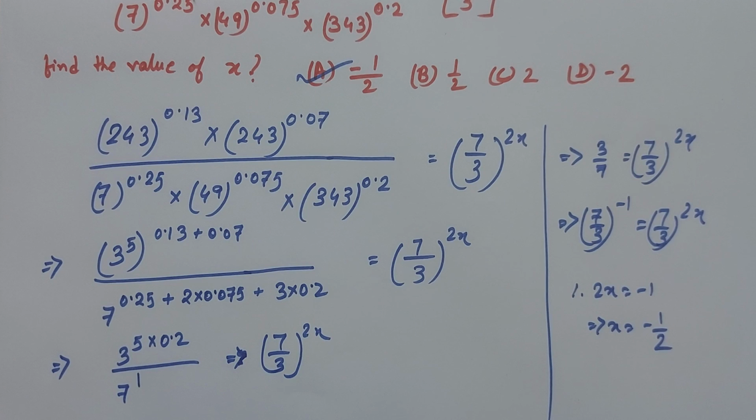And this is (7/3) to the power 2x. Now in order to keep the same base on both sides, I have to invert it, that is (7/3) to the power minus 1, and here (7/3) to the power 2x. So 2x equals minus 1, then x equals minus half. So option A is our correct answer.